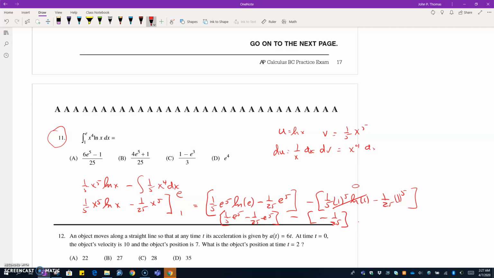For that first piece, I'm going to get a common denominator of 25, so I have 5 e to the 5th minus 1 e to the 5th, so 4 e to the 5th over 25, minus a negative, so plus 1/25. Now at this point I'm going to go up and see if I can find one that matches this, and it looks like B is equivalent algebraically, so B would be our correct answer.